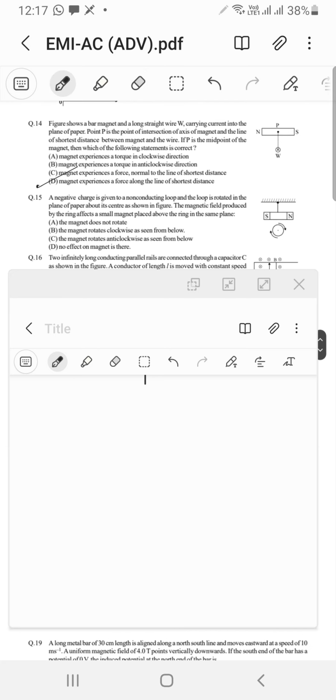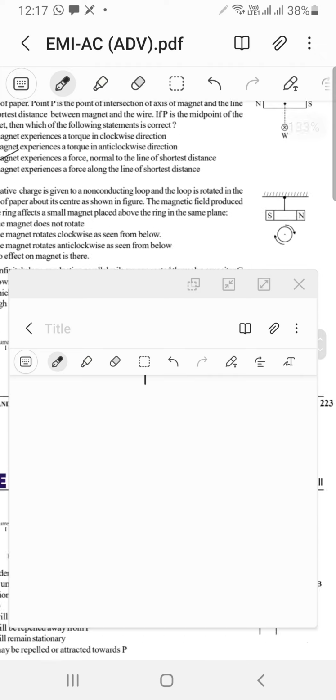A negative charge is given to a non-conducting loop and the loop is rotated in the plane of paper, as shown in the figure. The magnetic field produced by the ring affects a small magnet placed about the ring in the same plane. Magnet does not rotate. Okay, fine. Let's talk about how it should be.